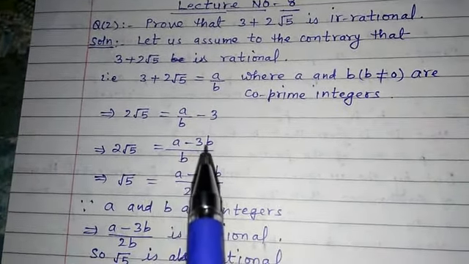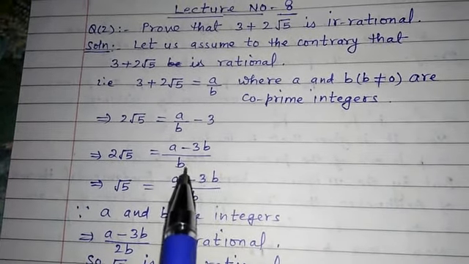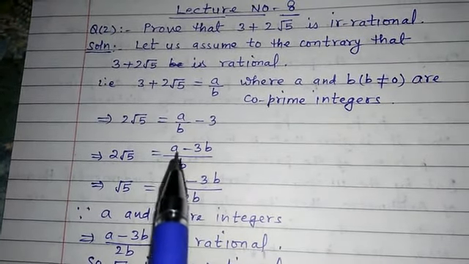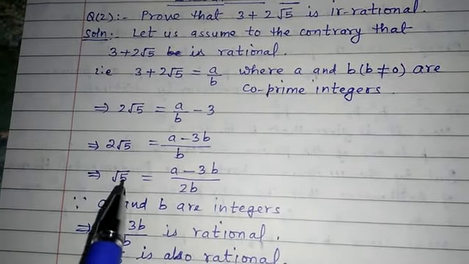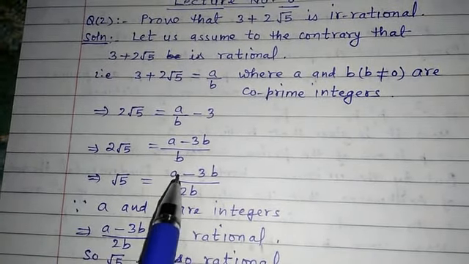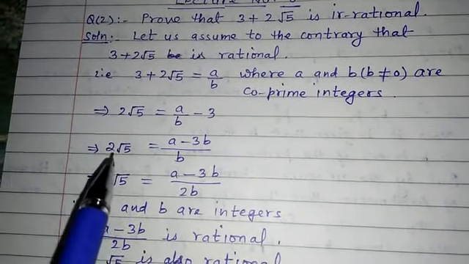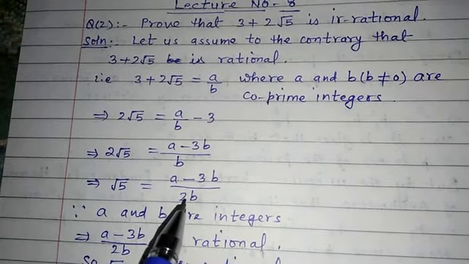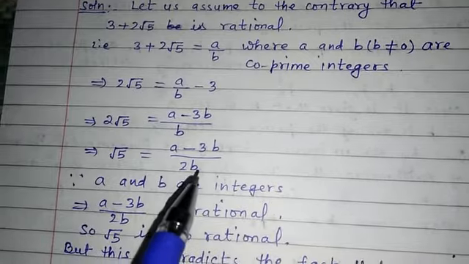Now by simplifying this, 2 root 5 equals a minus 3b by b, taking LCM as b. So this gives a minus 3b by b. Or it can be written as root 5 equal to a minus 3b by 2b. Now the 2 multiplying the root 5 comes to the right side, so it is divided by 2. That is a minus 3b by 2b.